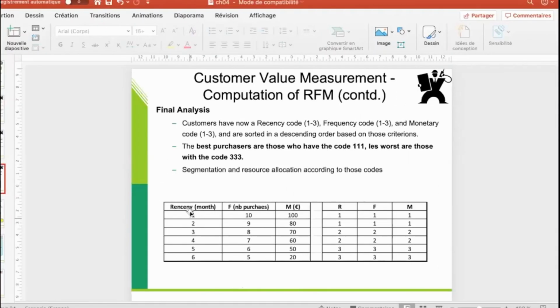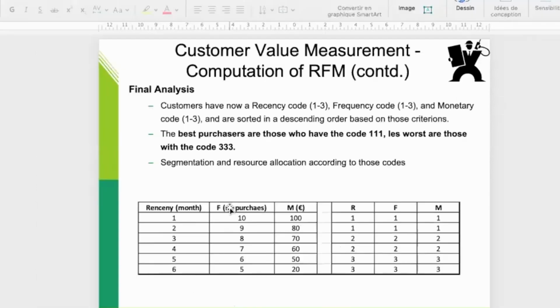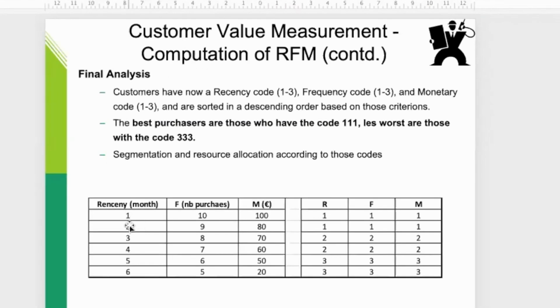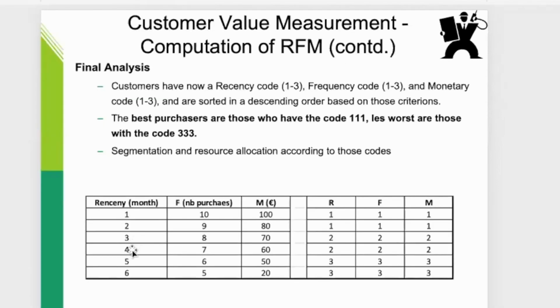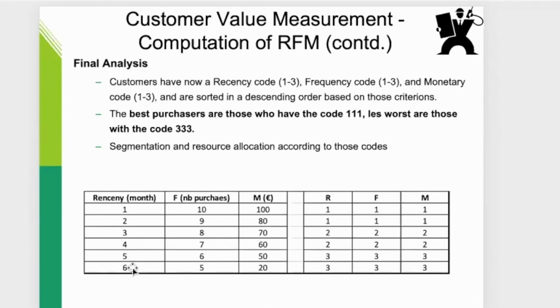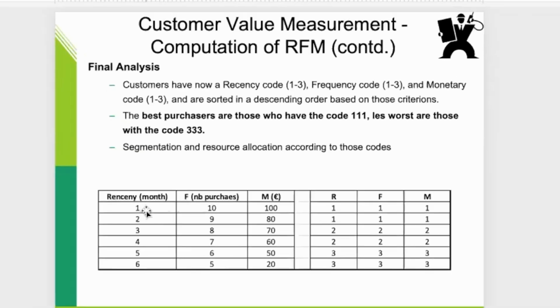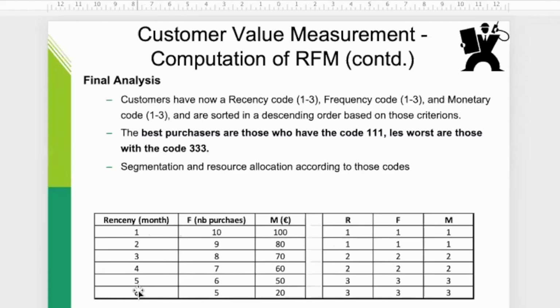I'll show you, look at this table. So I have a database with 3 types of variables, recency, frequency, and monetary amount. So we have the first 2 customers who bought 1 and 2 months ago, 2 customers who bought 3 and 4 months ago, and another 2 customers who bought 5 and 6 months ago. You will sort them in ascending order. So the most recent customers are placed in the upper part, and the least recent customers are placed in the lower part. And then you assign a score.